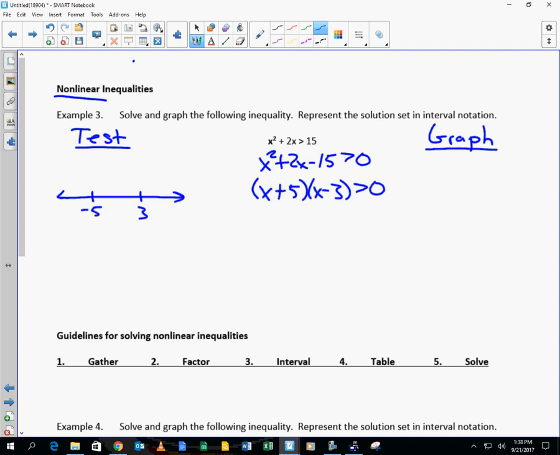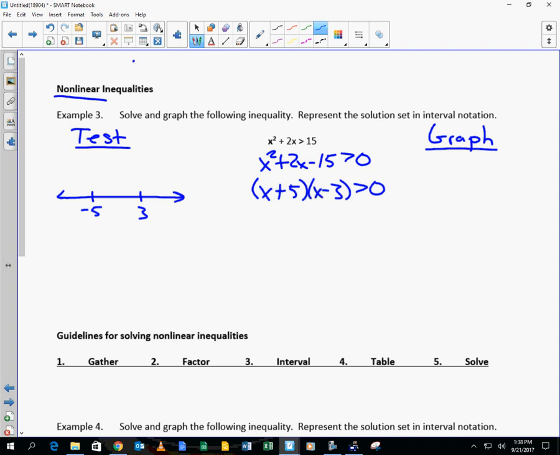Look at what the equation is asking. Big moment here. This is saying, where is this equation greater than zero? Or where is this expression greater than zero? What does it mean to be greater than zero? Positive. It's saying, when am I positive? Well, let's figure that out.